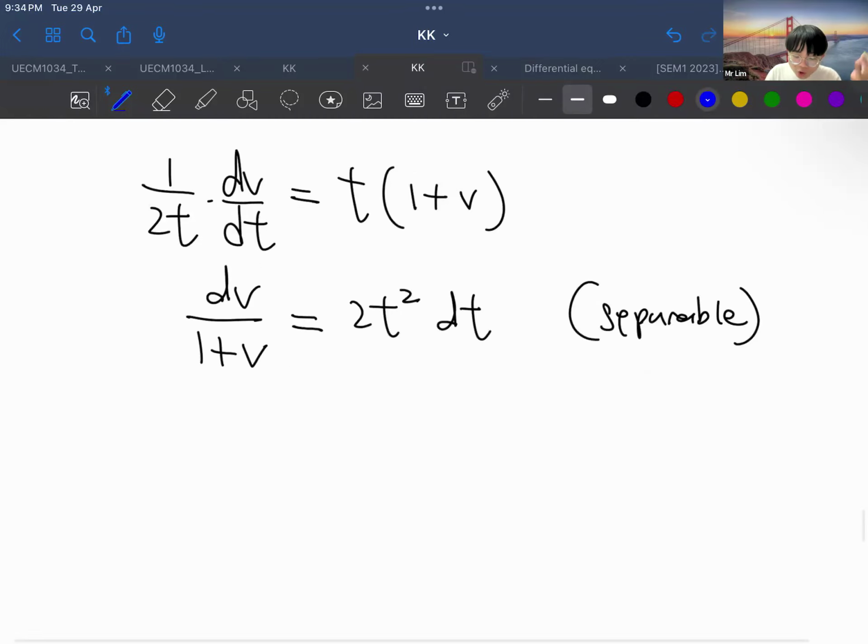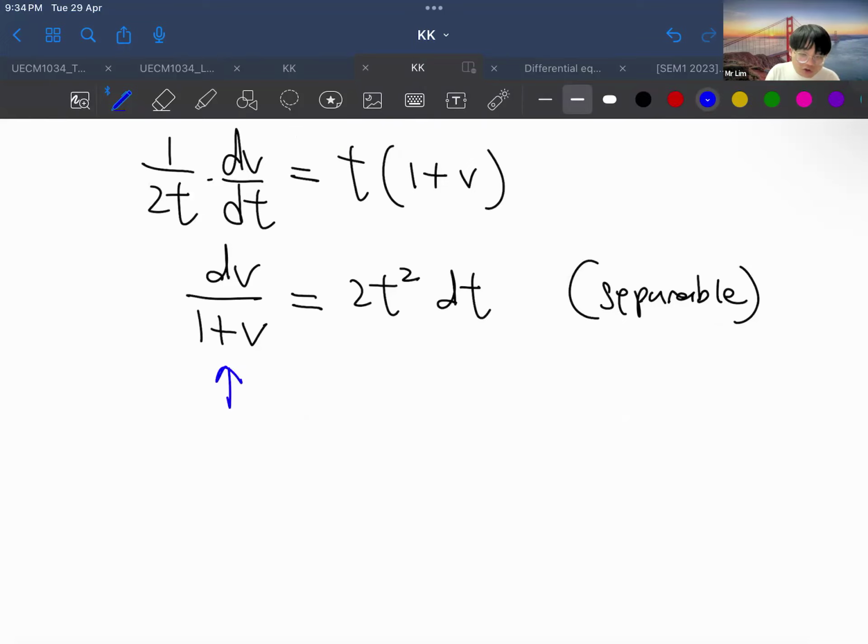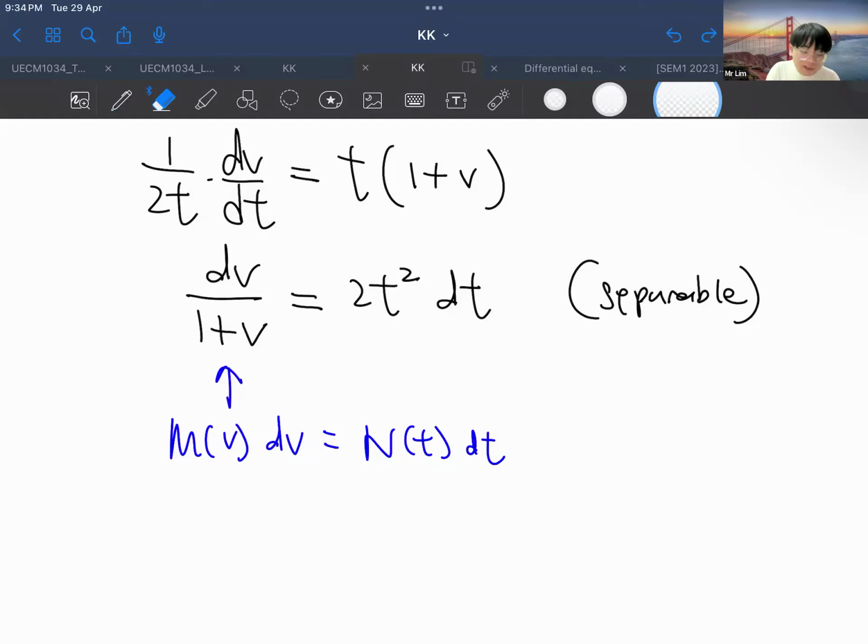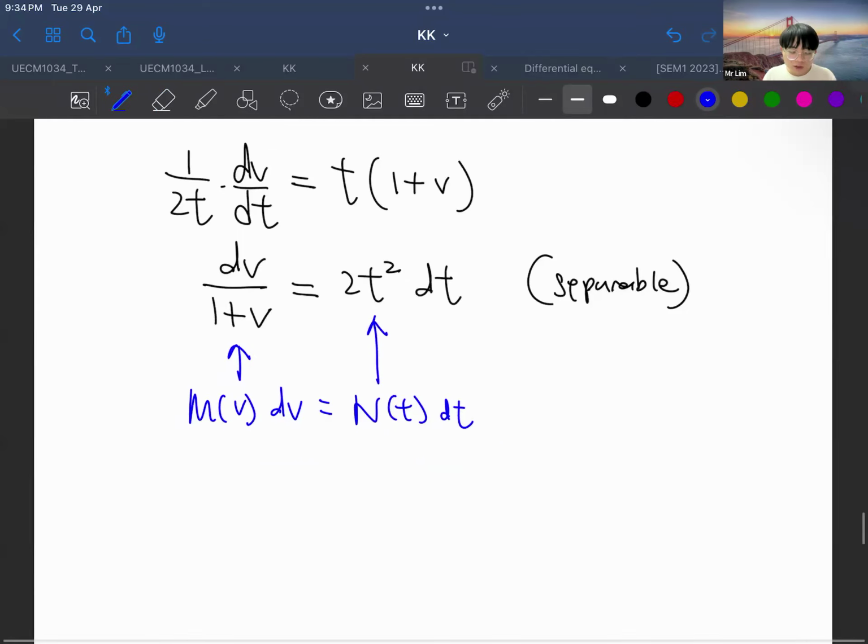Why? Because if you're following from our very original definition, this is your M(v) dv and N(t) dt, where your M(v) is 1 over 1 plus v. Your N(t) is this one. So you can see the pattern. But that is a relief from the definition itself.